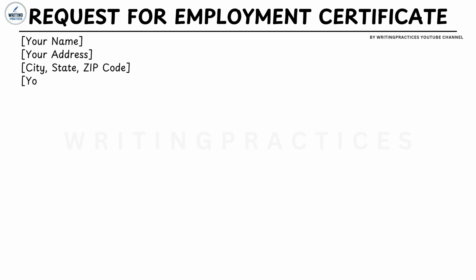Let's dive right in. Sender's information. We begin with your personal details, which are crucial for identifying who is making the request. This includes your full name, address, email, and phone number. For instance, your name, your address, city, state, zip code, your email address, your phone number. These details ensure that the recipient knows exactly who you are and how to reach you. Including accurate and professional contact information at the very top sets the tone for a formal and organized letter.